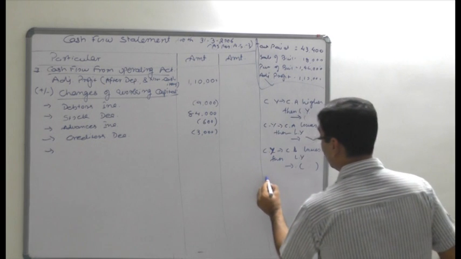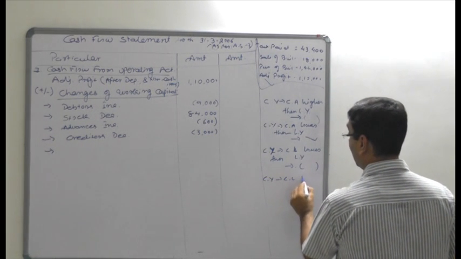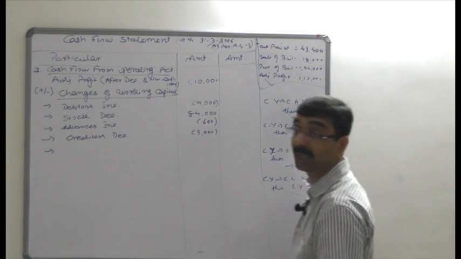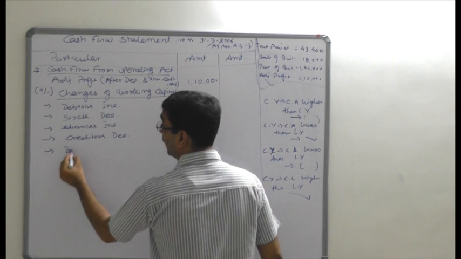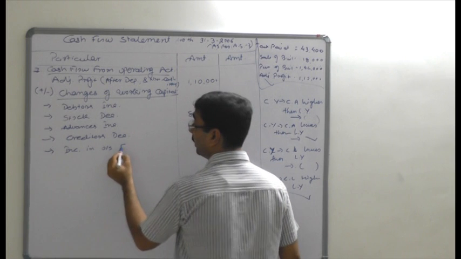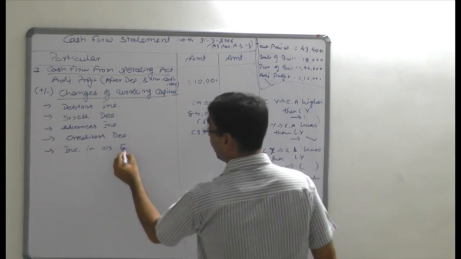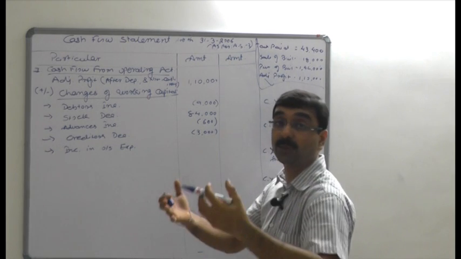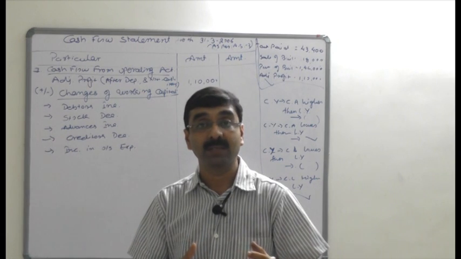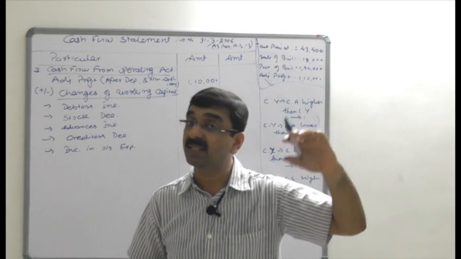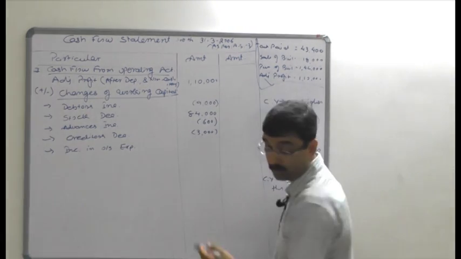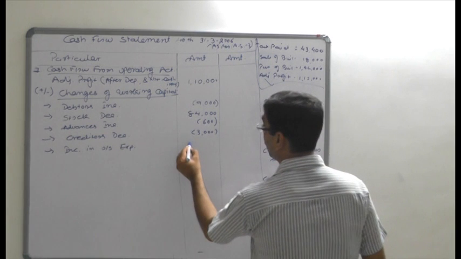So the reverse formula: if the current year current liability is higher than the last year, it means it's an increase, and in case of increase it's impacted positively. Increase in outstanding expenses increases the cash flow because your amount has been saved. Because your outstanding expenses increased which is not paid, that means the cash flow is still with you, and that's why it shows a positive impact. The difference amount comes to 12,000.